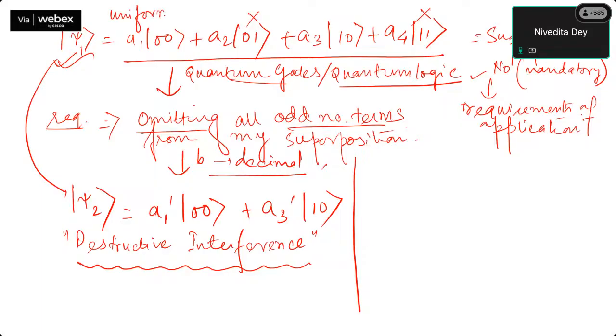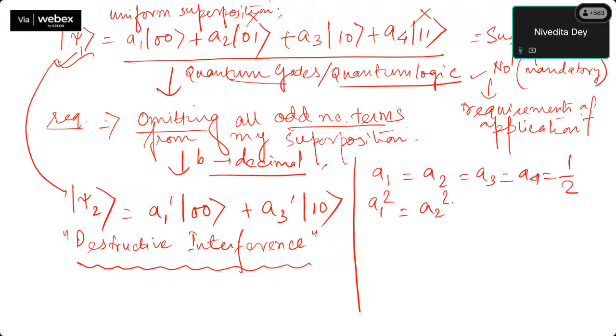Let me just consider that, so that we can directly measure the probability. So what was the probability? A1, A2, A3, A4, all of these values were half. Yes, half. And the probabilities were A4 square, that was 1 by 4, right? But now, after destructive interference, both the even number terms are also in uniform superposition.